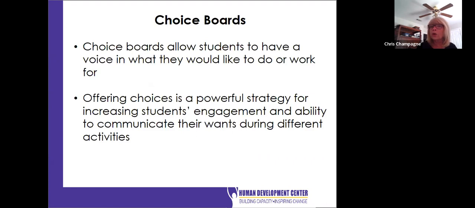In the next Lunch and Learn, we're going to talk a lot more about choices, but choices are another great preventive strategy, right? If I have choices in my environment and I have a say, then I'm going to be a whole lot more apt to be engaged and participate in what's going on. It's a very powerful strategy. And everybody deserves a voice in what they like, what they want to do, what they prefer.